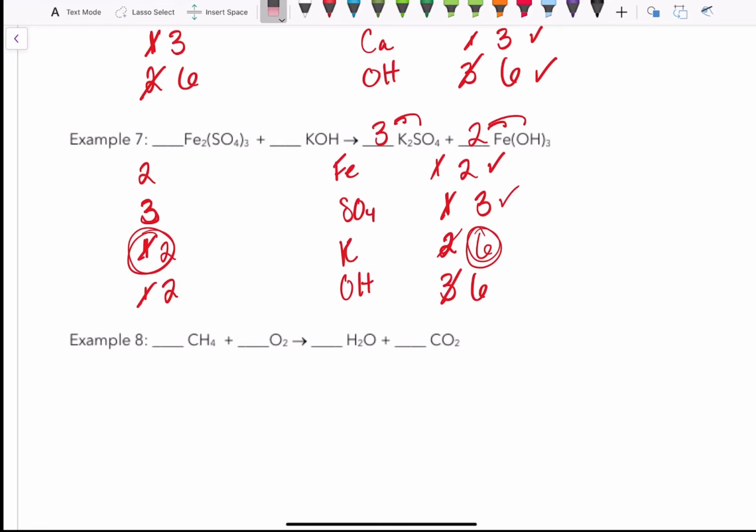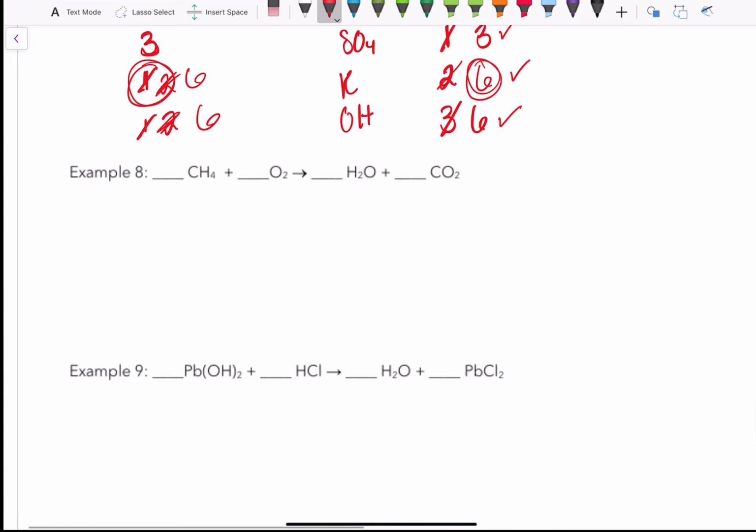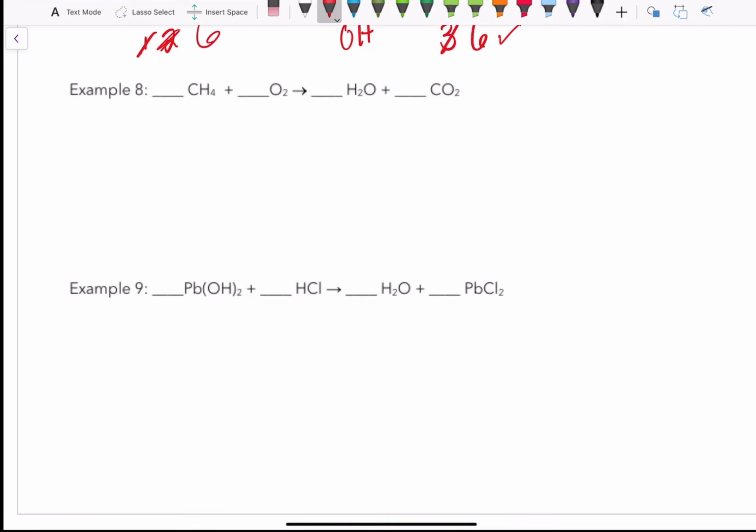So let's erase this and work on this one again. To make this into 6, we're going to give it a coefficient of 6, because now 6 times 1 is 6. It also changes hydroxide though, and it is now 6. But that works out perfectly because now it's balanced. And we can go back and do a really quick check. 2 iron, 3 sulfate, 6 potassium, 6 OH, 6 OH. All right, try example 8 on your own.